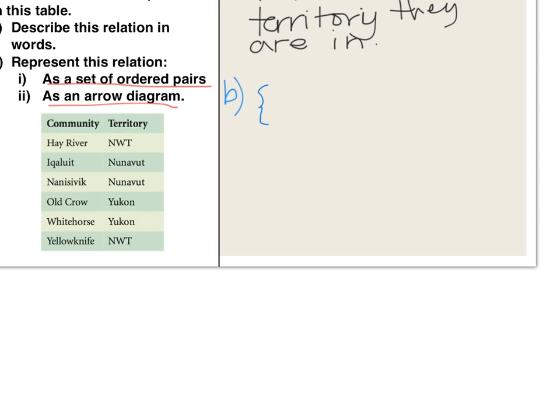Then you just list them as pairs. So Hay River goes with NWT. You write it like this. You write a normal bracket, Hay River, comma, NWT, close bracket. You write it just like that. Then you put a comma. At the very end you won't. Then we'll write the next one. Iqaluit, Nunavut. I'll just write NU for Nunavut. And close the bracket.